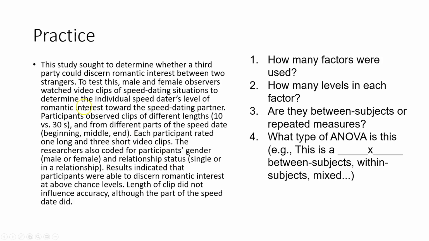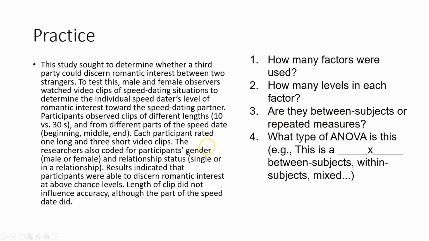However, people were shown multiple videos, and each of the videos was a different length, 10 versus 30, and they had different parts of the speed date, beginning, middle, and end. So those were both repeated measures. So people saw, as you see here, each participant rated 1 long and 3 short video clips. So they would have seen 1 30-second clip and 3 10-second clips, and those would probably be from different parts of the speed date. So some of those videos might be from the beginning, some from the middle, some from the end. And thus, you'd find that both of those two measures were repeated.